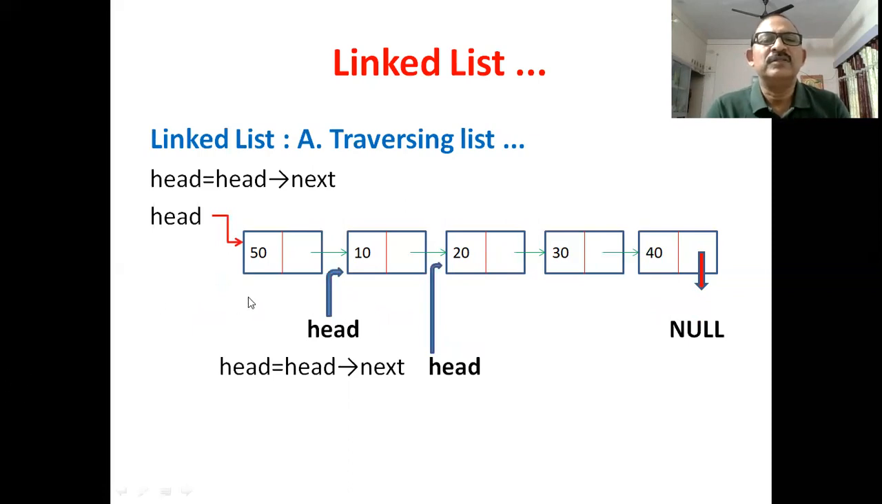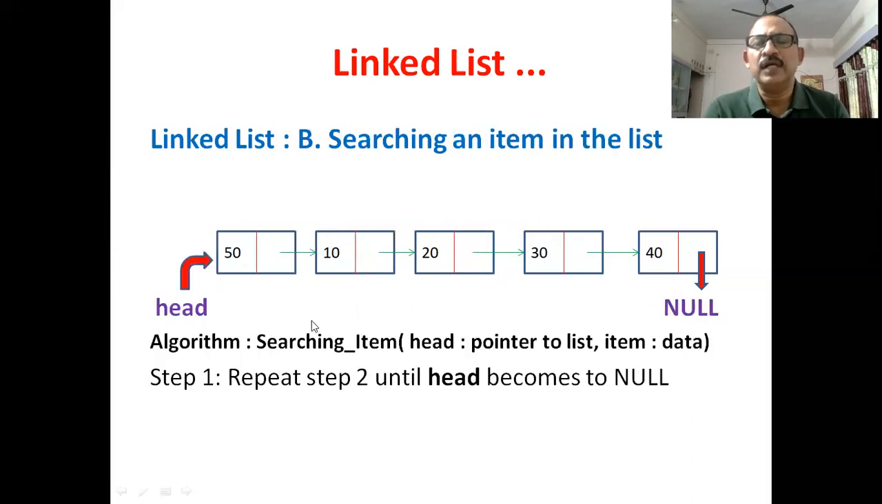Here you can see the detailed operations. Head points to the first node, and suppose we want to go to the next node, we set only head is equal to head next. Now head points to the next node, and when we write head is equal to head next, then the pointer goes to the next node in a linked list.